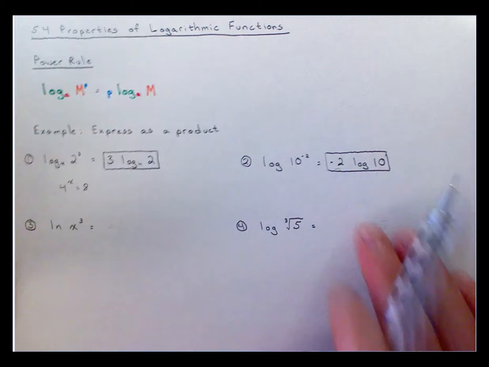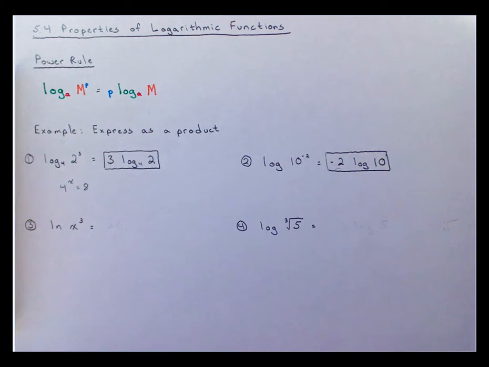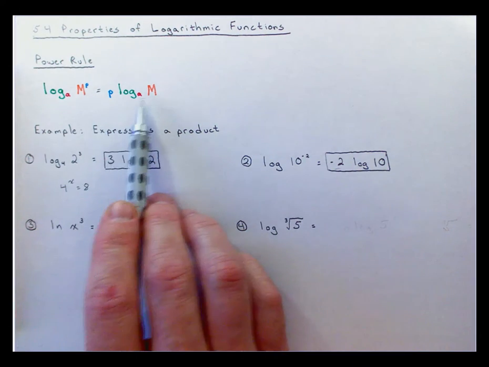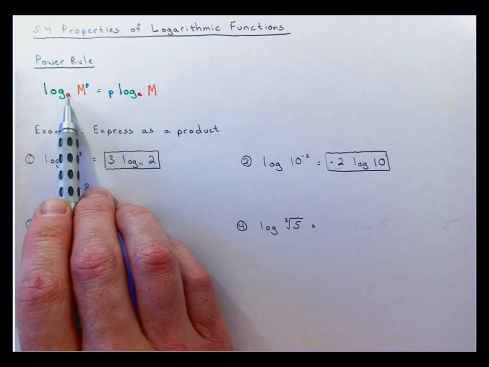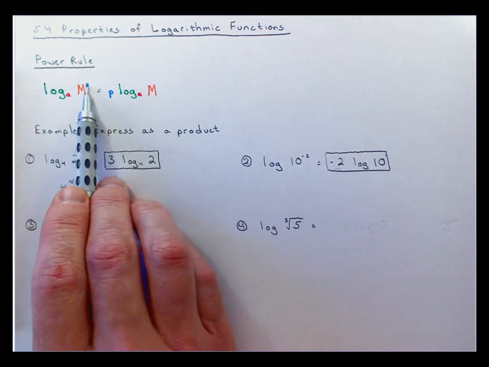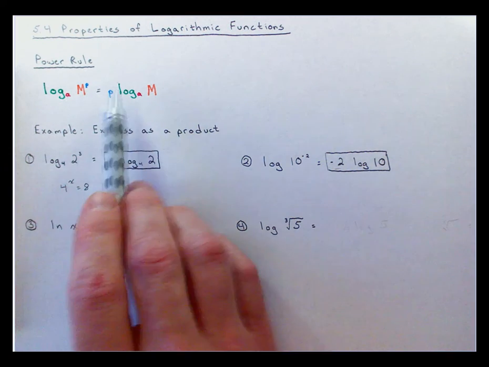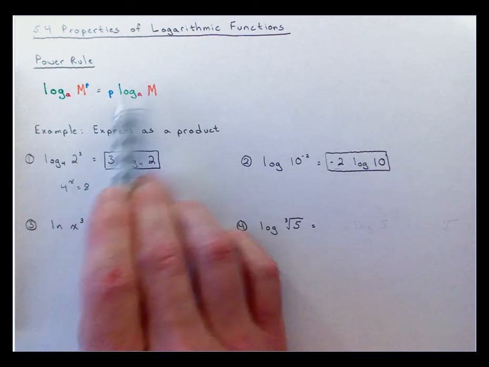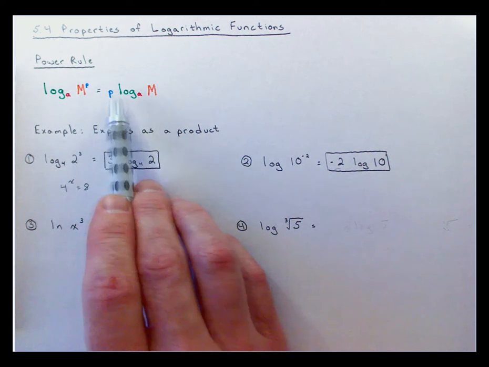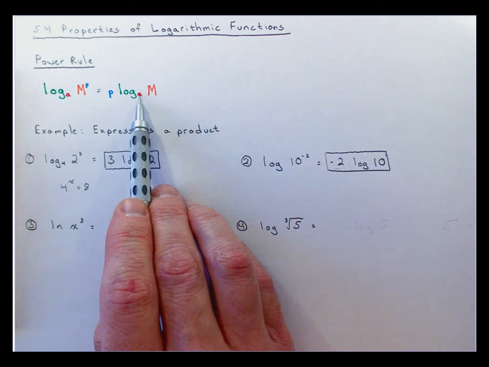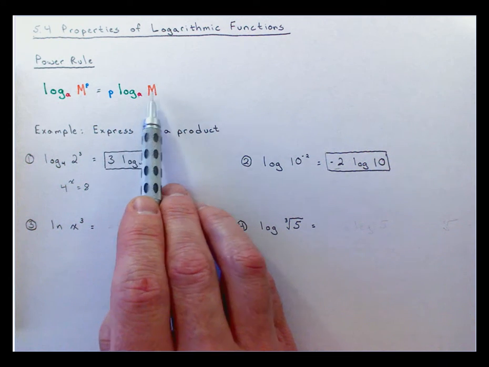The next one that I would like to look at is the power rule. This is our formula for the power rule. So I have log base a of m to the p power. And what that says is I can take that power and pull it down in front. So all of this is equivalent to p times the log base a of m.